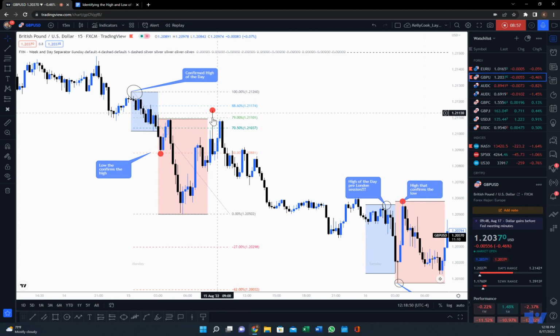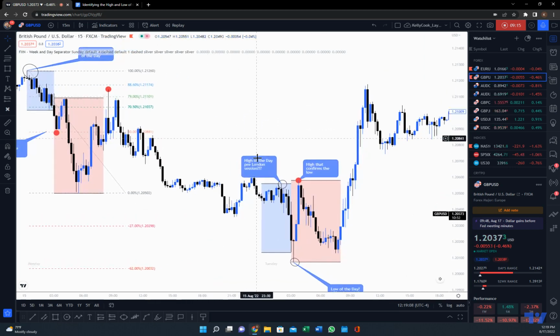Where this is super useful is a lot of people will be able to identify this and see this pullback and take the trade here, but may not place their stops in the correct place and get stopped out. Now, me in particular, where this helps my trading, it makes it a lot more mechanical and rule based, is I know that I will place my stops above the high of the day.